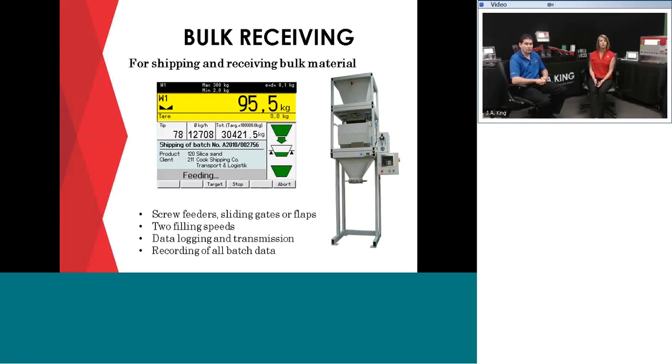So we're going to start with bulk receiving. This is one of the first of their standard programs, and this is for shipping and receiving bulk material. You can see the display there. You've got a nice, bright weight display. You can see the product that they're moving, who the client is. You've got a nice visual green flow diagram to see where you are in the process.